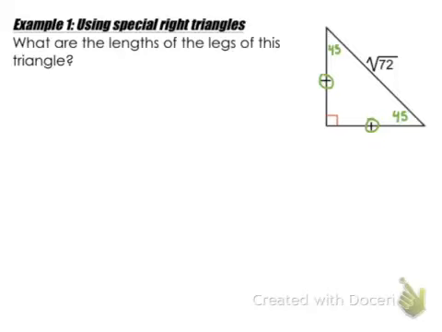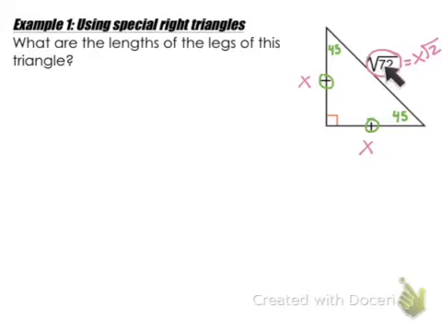So this is a 45, 45, 90 triangle. Then we learned that the legs of a 45, 45, 90 triangle are your x, some unknown value, and the hypotenuse is always the leg times root 2. So this root 72 represents the hypotenuse.